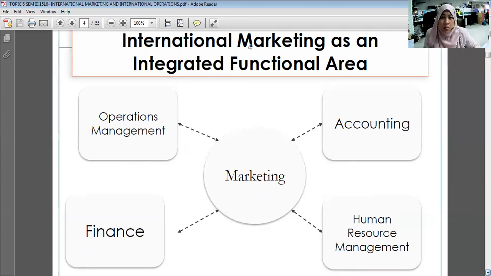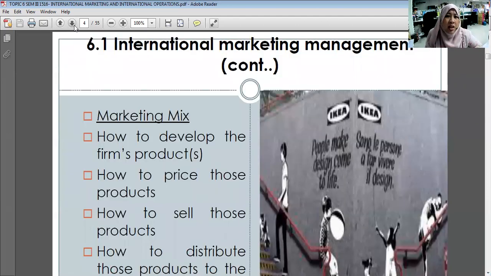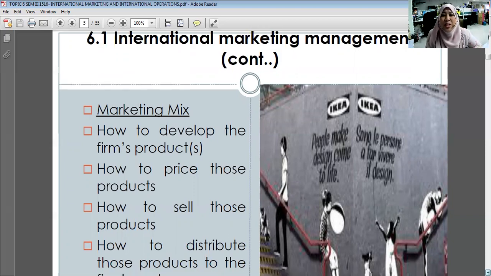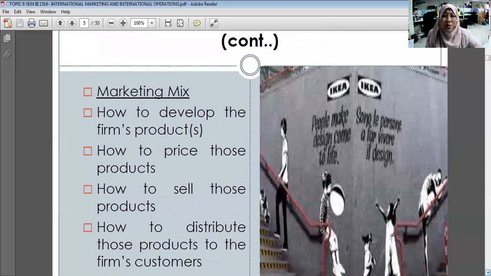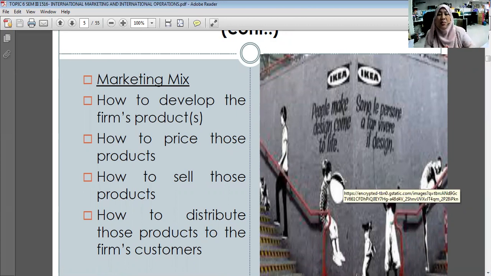So this is basically how the integrated function area between international marketing and the other functional areas of the value chain in the company. All right, so we're moving to the next one. International marketing management. So basically, people design come to life. You see, this is how IKEA tries to penetrate the market.